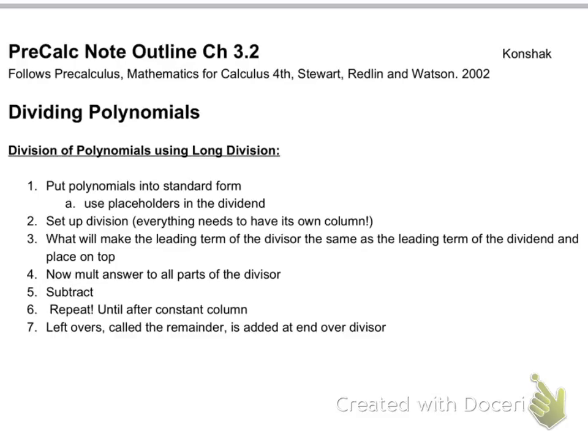Which means the number you're dividing by goes on the outside, the number you're dividing into goes on the inside. And then you can sit back and you will basically repeat steps 3 through 6 or 3 through 5 over and over and over until you get to the end. And you know you get to the end when you can't multiply your outside to make it look like the inside, as in step number 3. Step number 3 says, what will make the leading term? So you've got to ask yourself, what will make the leading term of the divisor, the thing on the outside, the same as the leading term of the dividend on the inside? And whatever that is, you place on top of the correct column.